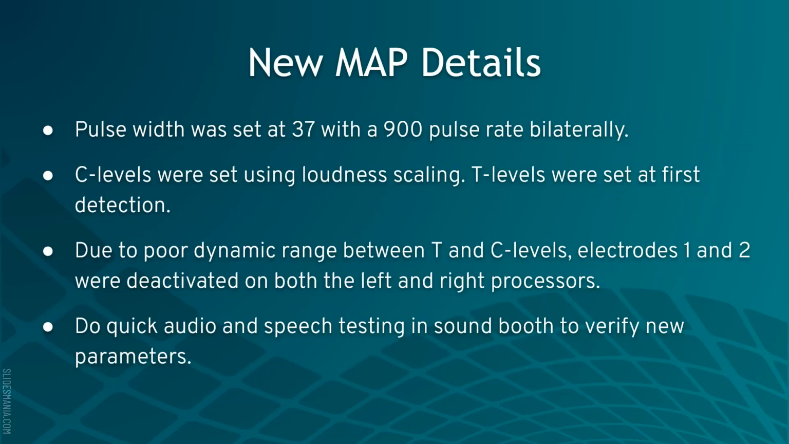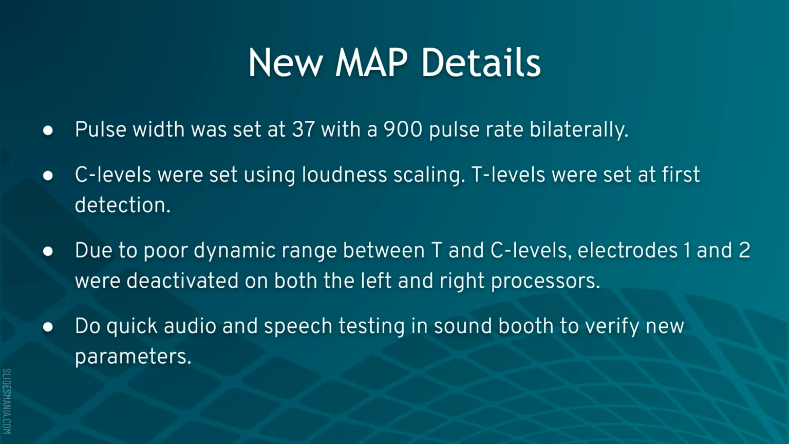Now, the pulse width was set at 37 with a 900 pulse rate bilaterally. There's now not a difference between processors in which pulse rate they are using. Like I mentioned before, C levels were set with the loudness scaling method. T levels were set at first detection, so we didn't use ESRT C level setting for this patient. And again, electrodes 1 and 2 were deactivated on both sides due to the poor dynamic range.